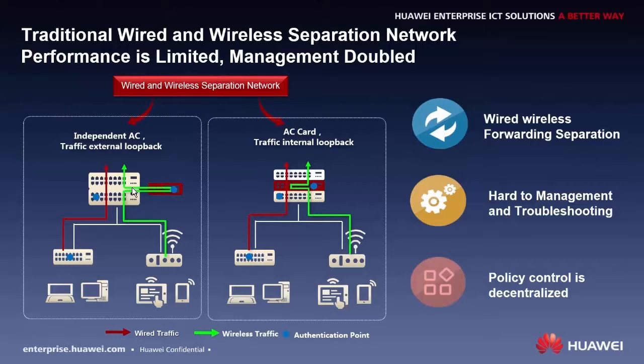In summary, traditional deployment solutions have three characteristics. One is separate forwarding of wired and wireless traffic. Second, wired and wireless services are separately managed. Third, policies are separately configured for wired and wireless services. All these limitations increase the deployment and maintenance costs.